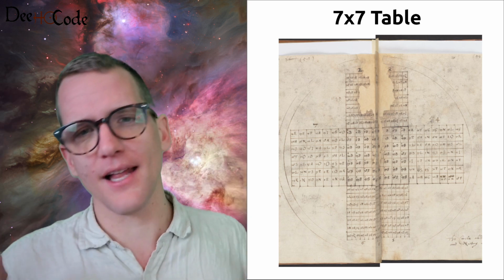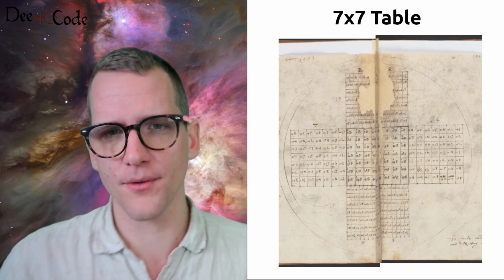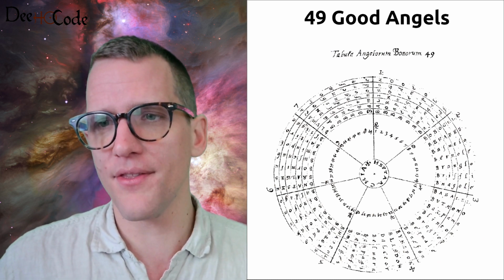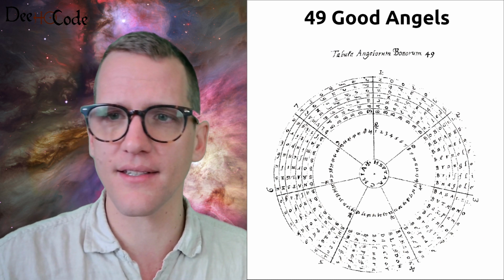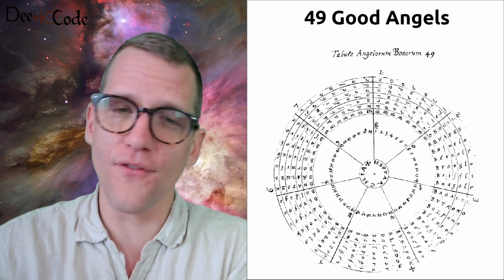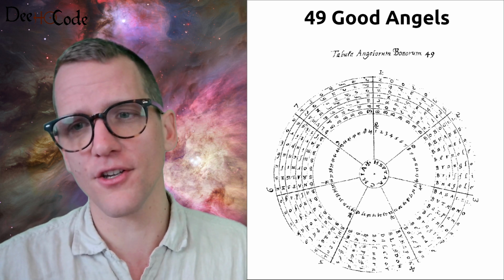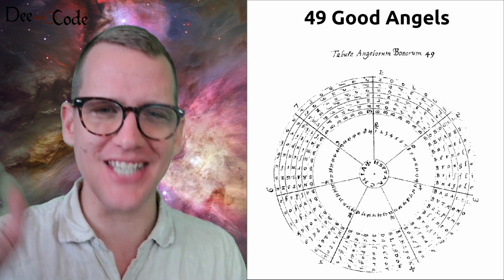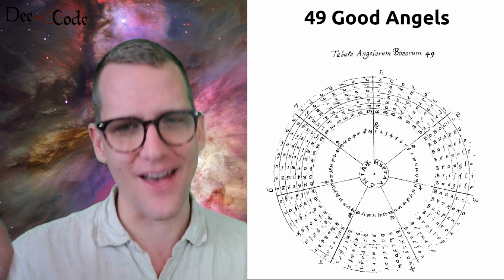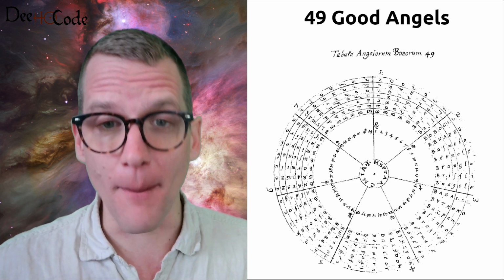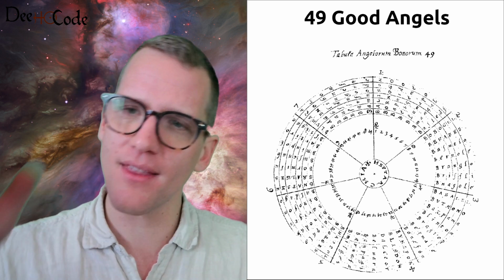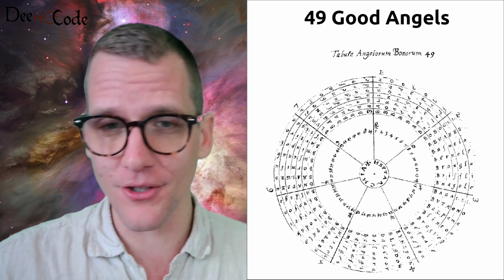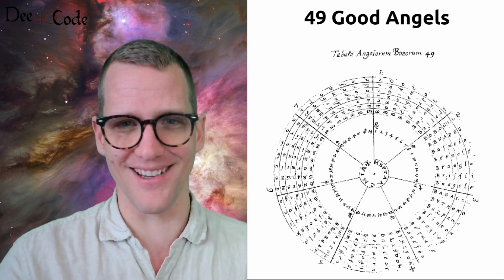So Dee and Kelly received this 7x7 table through elaborate scrying means. They then turn it into this table, the table of the 49 good angels. Here you can start seeing the Heptarchia, right? So there are 7 sections associated with the 7 planets, associated with numbers, associated with all these different things. And boy, oh boy, does it look like a cipher disk to me. Just saying.